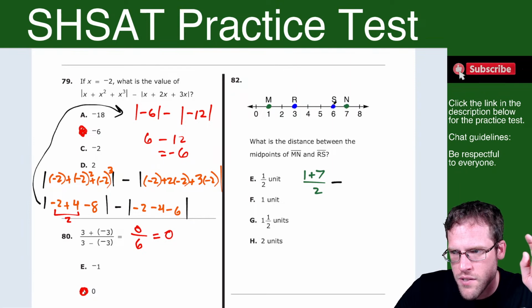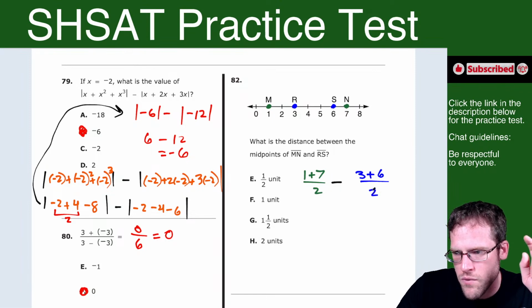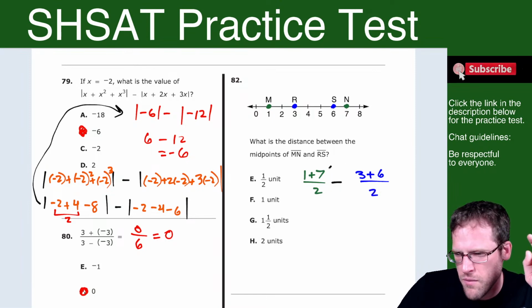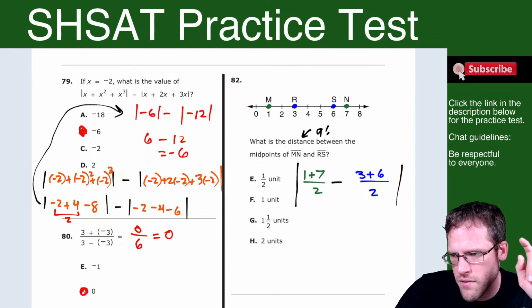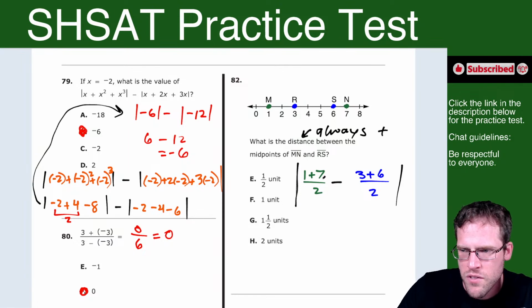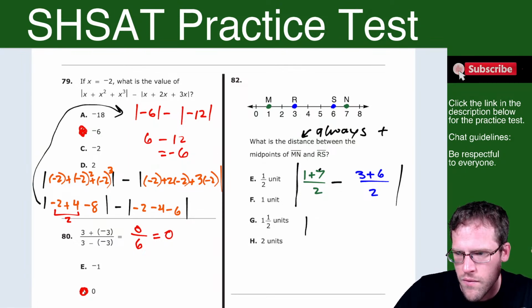So RS, we would do 3 plus 6 over 2. And I'm going to put this in absolute value. Let me see, 4 minus 4.5. Yeah, so let me do this, because with this one, distance is always positive. So, yeah. So this is going to give you absolute value of, we're going to have 8 divided by 2 is 4.